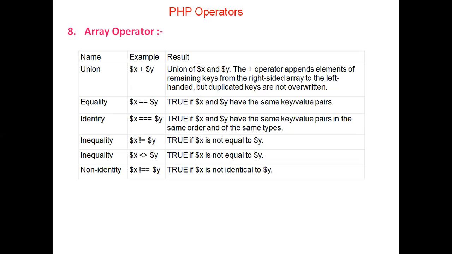Union, that is x plus y, that is the union of x and y. The plus operator appends the elements of remaining keys from the right hand side to the left hand side. म्हणजे अपेंड करतो एका सिंगल अरे मध्ये, म्हणजे दोन अरे डिफाइन केले. सपोज यू आर गोइंग टू डिफाइन द अरे x अँड अरे y. सो प्लस मीन्स इट इज अपेंडेड, म्हणजे x मध्ये y चे जे काही अरे आहेत ते जस्ट येतात, फक्त डुप्लिकेट्स की ओव्हर रिटर्न होत नाही.